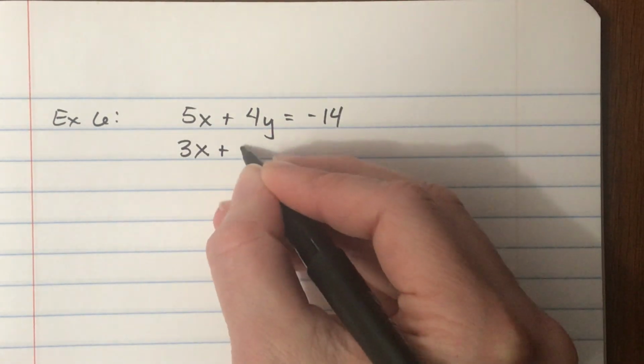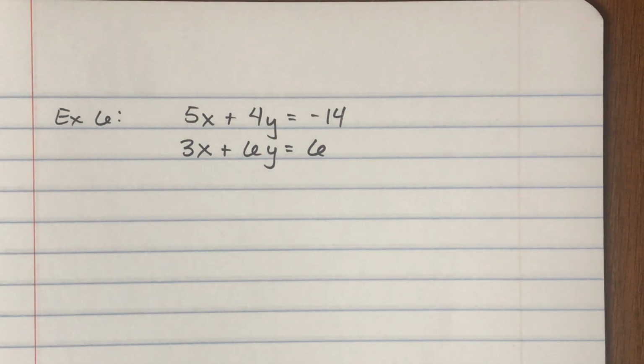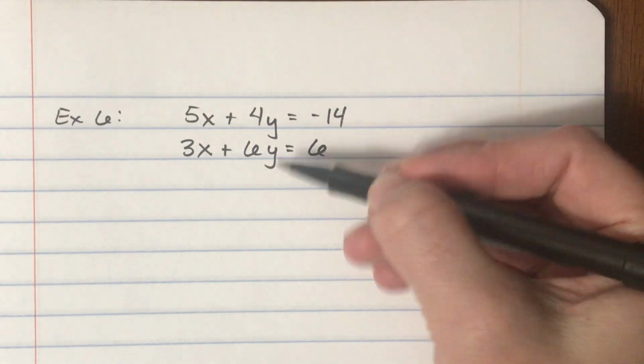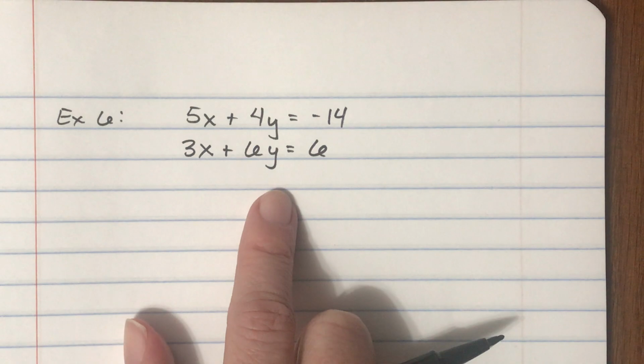3x plus 6y is equal to 6. All right. Take a second, write that down. We got 5x plus 4y is equal to negative 14. 3x plus 6y is equal to 6. So notice, first of all, the x's are lined up, the y's are lined up, numbers are lined up. That's good. Everything we got lined up.